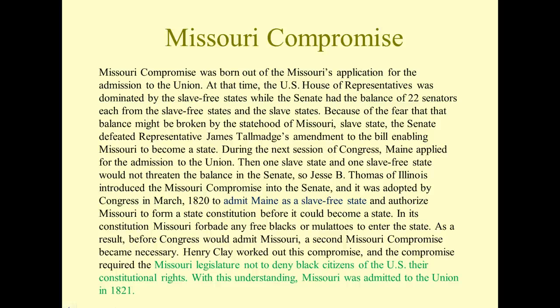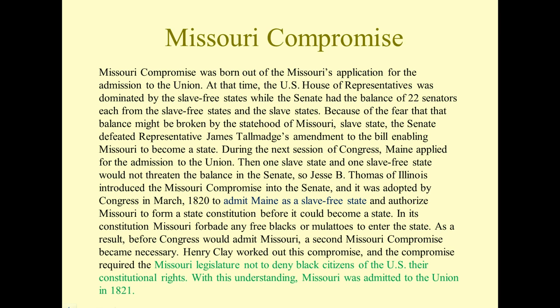During the next session of Congress, Maine applied for admission to the Union. Then one slave state and one free state would not threaten the balance in the Senate. So Jesse Thomas of Illinois introduced the Missouri Compromise into the Senate, and it was adopted by Congress in March of 1820. Maine would be admitted as a free state, with slavery outlawed, and Missouri was authorized to form a state constitution before it could become a state. Missouri, when they first started, didn't want any free blacks or mulattoes, who are mixed race individuals, to enter the state.